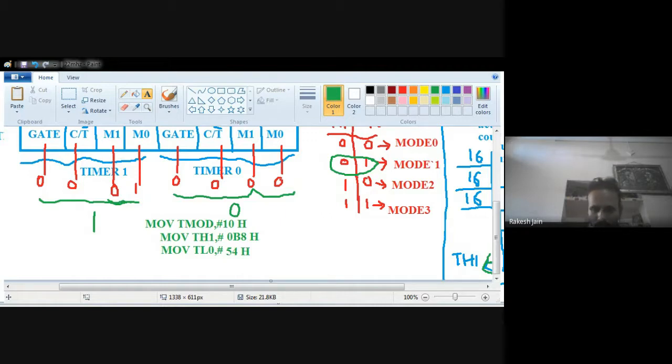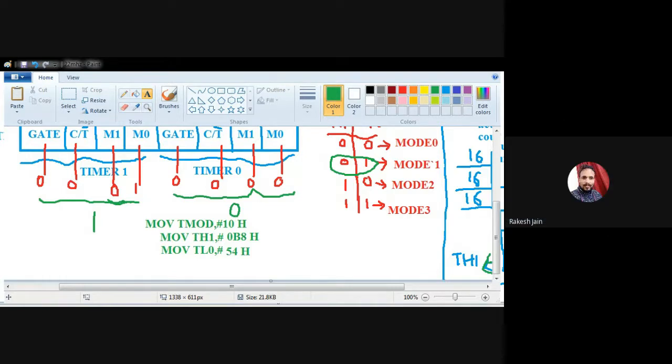Now, but wait a minute. I just moved to charge my mobile so that my class will be continued. Okay, so I just put my mobile on charge.